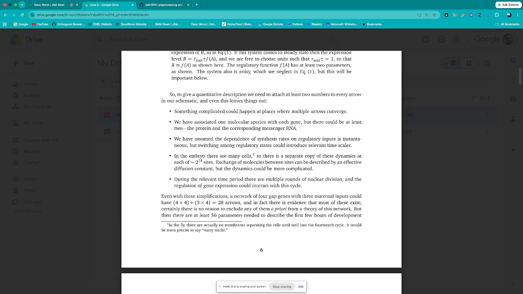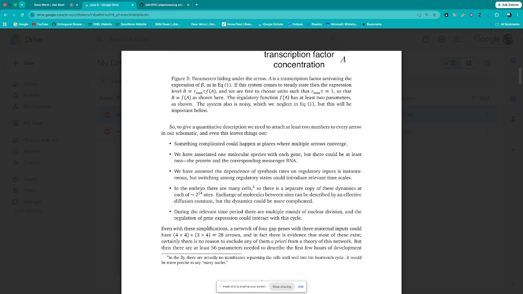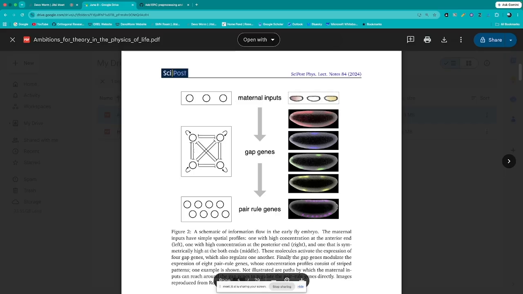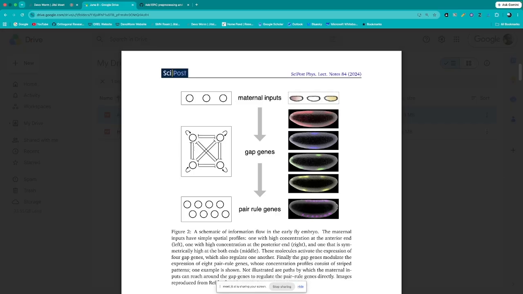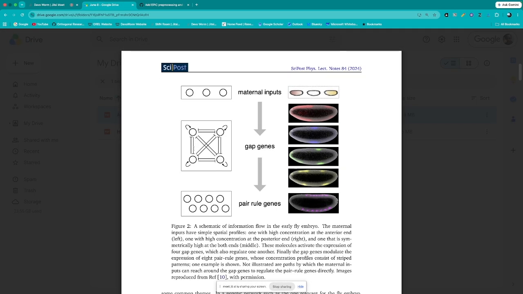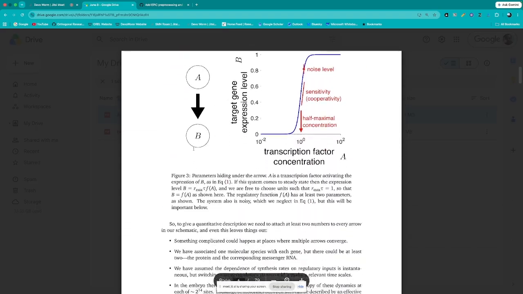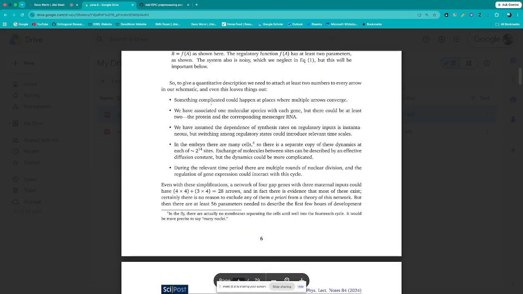So to give a quantitative description, we need to attach at least two numbers to every arrow of our schematic. If we go back to our schematic, we need to attach numbers to these edges. We can't just leave them as statements of polarity and statements of interaction. We need to add numbers because we need to be able to weight them. We need to be able to give them some sort of quantity, especially if we're dealing with information flows in a precise way. The first point made here is that something complicated could happen at places where multiple arrows converge.